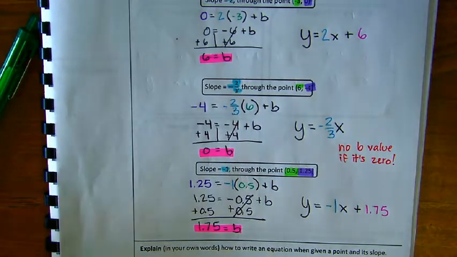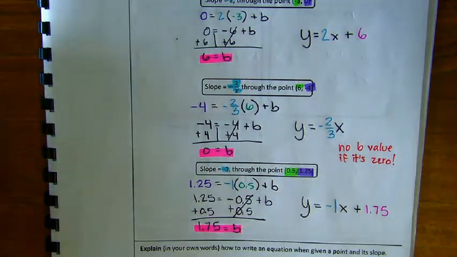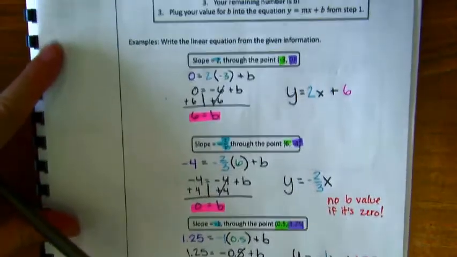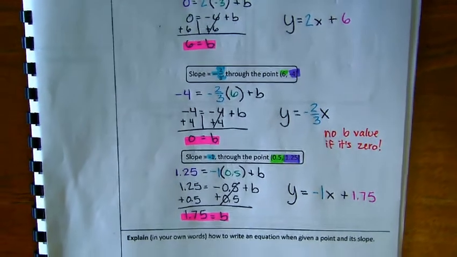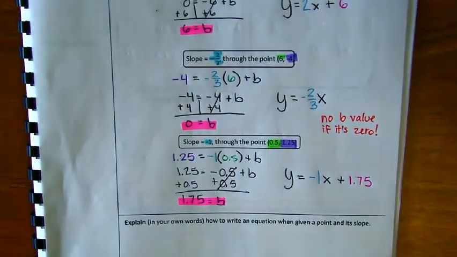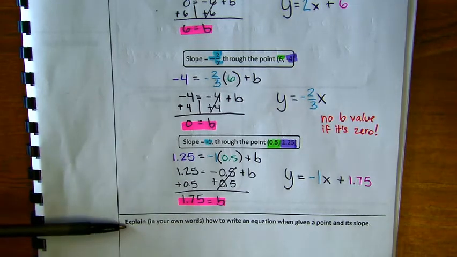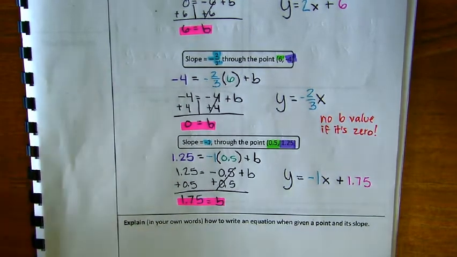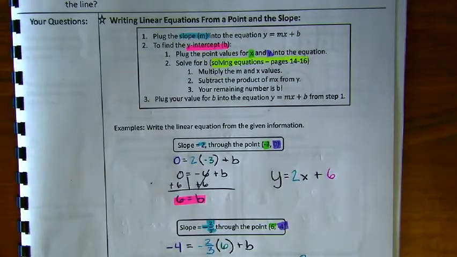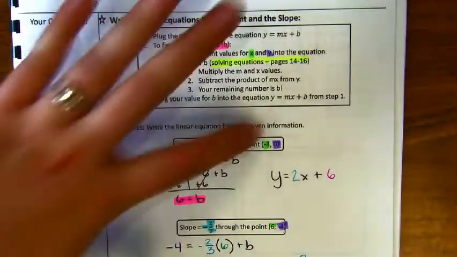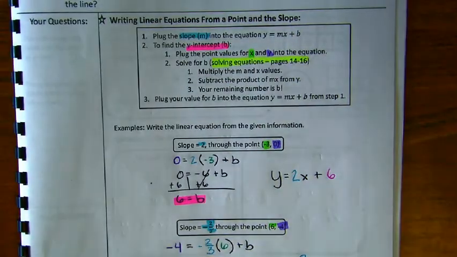If you have any questions before tomorrow's lesson, go ahead and put them in the Your Question column here on the side. Also, before class, I need you to look at the summary question at the bottom, and explain in your own words how to write an equation when given a point and its slope. You can't just write the steps from up at the top. You need to figure out your own way to say this information. I will see you in class.